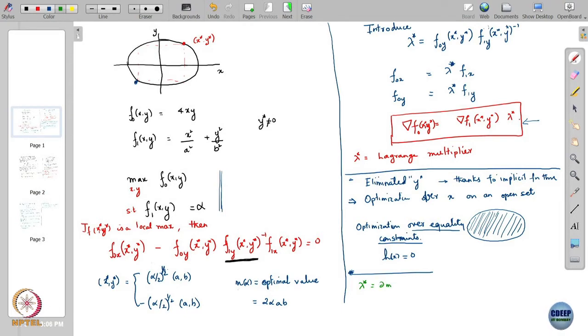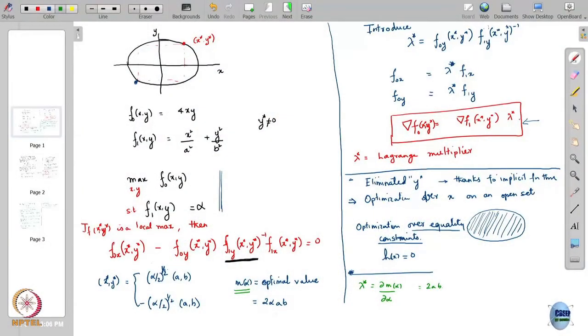If I look at this optimal value m of alpha and look at the partial derivative of m of alpha with respect to alpha, then that's actually lambda star. So in short, it's equal to 2ab. Now what is the meaning of this? What this means is that lambda star is telling me how much the optimal value would change if I changed my alpha.